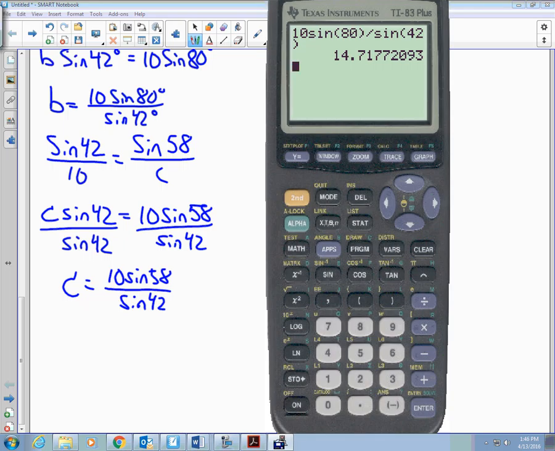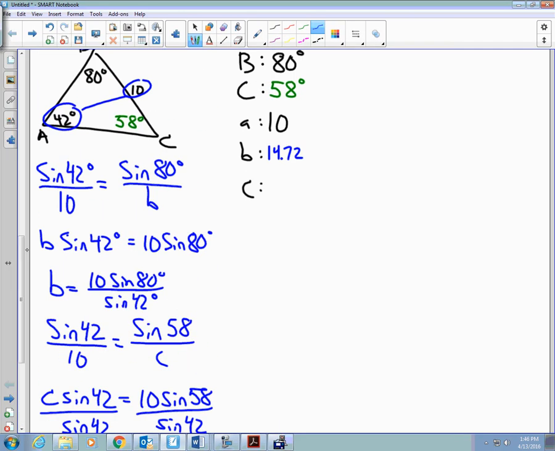So I could press second entry, and it brings up my previous entry. I could just go back and change that 80 to a 58, and that will then give me 12.67. That's a nice quick way to get your calculator to plug in what you need.